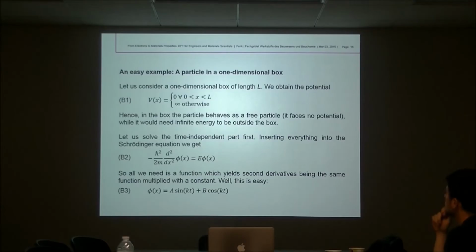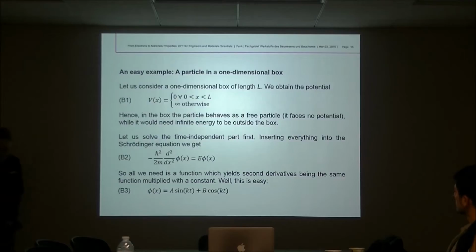So let's go for some examples. Maybe a simple one: a particle in a one-dimensional box. So, how do we make our box? We say it has a certain length. It starts at a length of 0. It ends at a length of L. Inside the box, we have no potential. Outside, we have infinite potential.